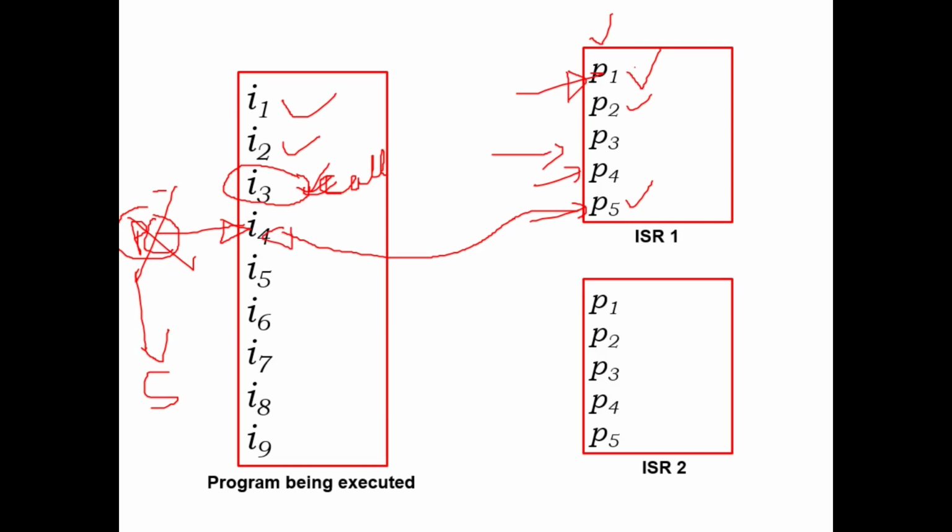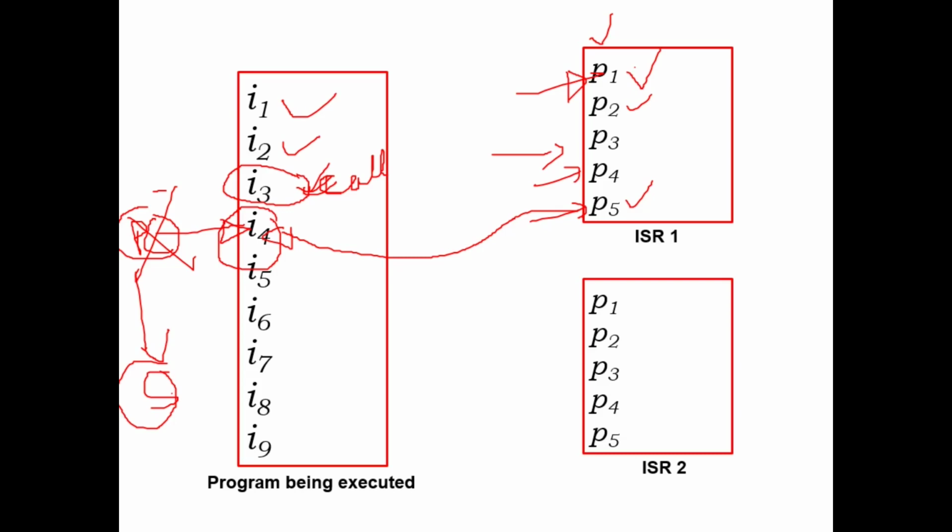So where is the I4 address? We have pushed it into the stack. So the return address pushed in the stack will be popped out and stored in the PC, so that PC will again come back to the I4 instruction. So this is how a subroutine works using a stack.